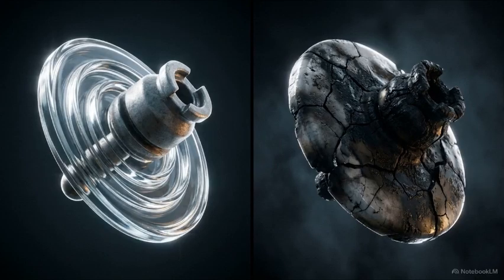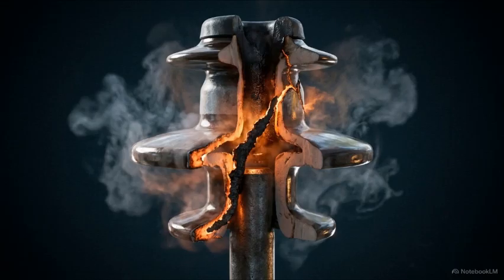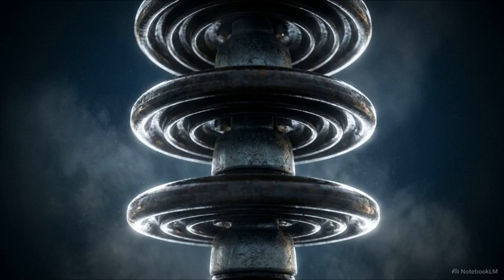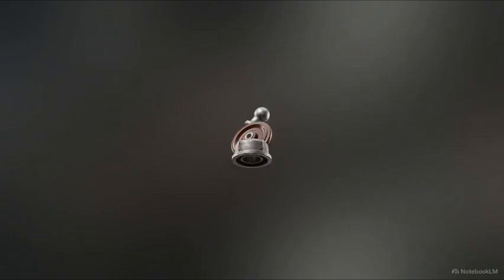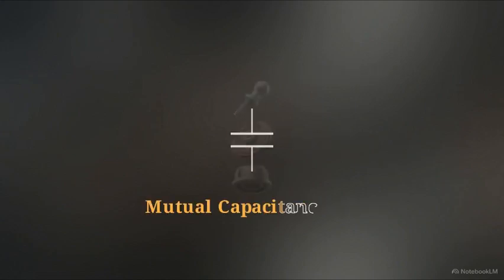When an insulator fails, it typically happens in one of two ways. It can flash over, where electricity arcs through the air surrounding the unit. Or it can puncture, where the current burns a permanent path through the insulator material itself, destroying the disc. The risk of puncture is tied to the physical structure of the string. Each disc is essentially a non-conductive material sandwiched between two metallic fittings. This arrangement creates mutual capacitance. Each disc acts as a capacitor, passing charge down the string.